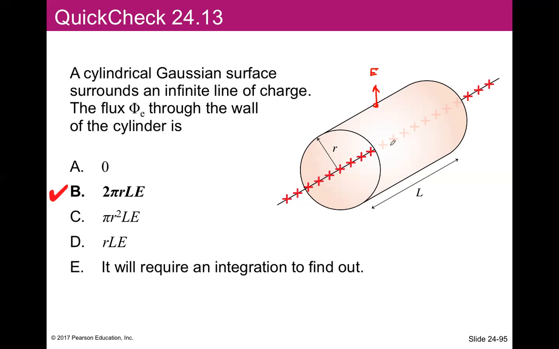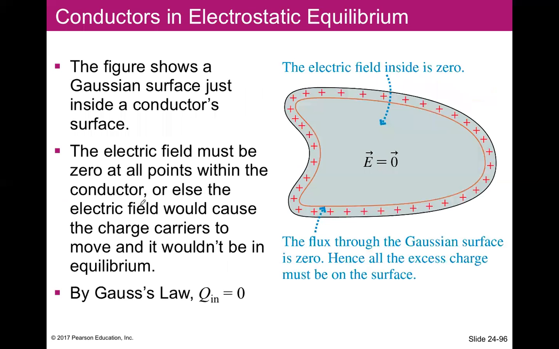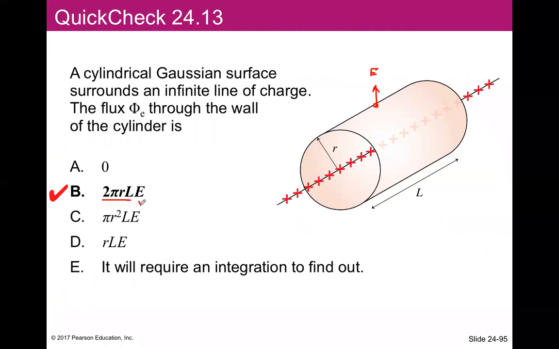So what is A? The circumference of the circle is 2 pi r, and the length of the cylinder is L, so A is 2 pi r L. Times E, so you get your flux. Okay, let's do simple calculations.